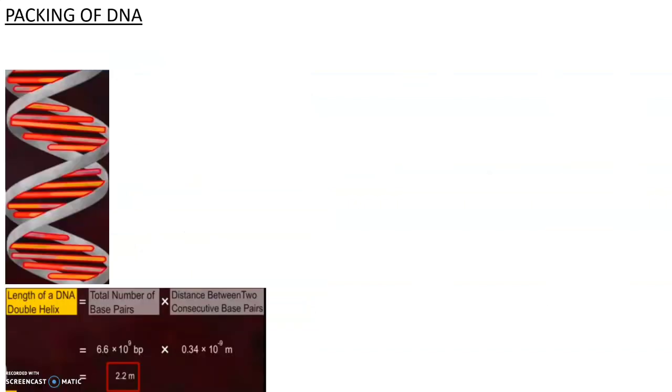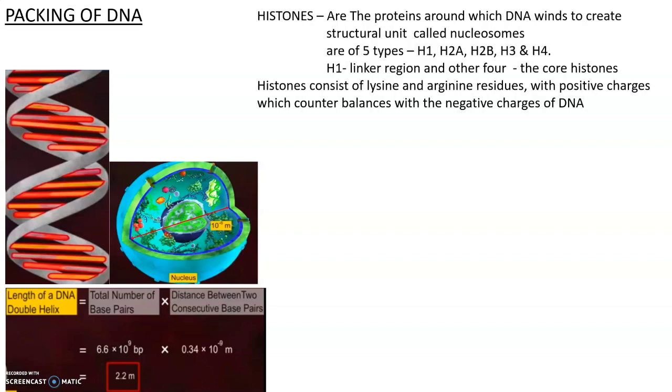Now we will see how the DNA is packed. The length of the DNA in one cell is around 2.2 meters, but the diameter of our nucleus is 1 micrometer, that is 10 power minus 6 meters. So packing this DNA in that small nucleus is very complex, but the DNA is packed with the help of proteins known as histones. These histones are the proteins around which the DNA binds to create a structural unit known as nucleosomes.